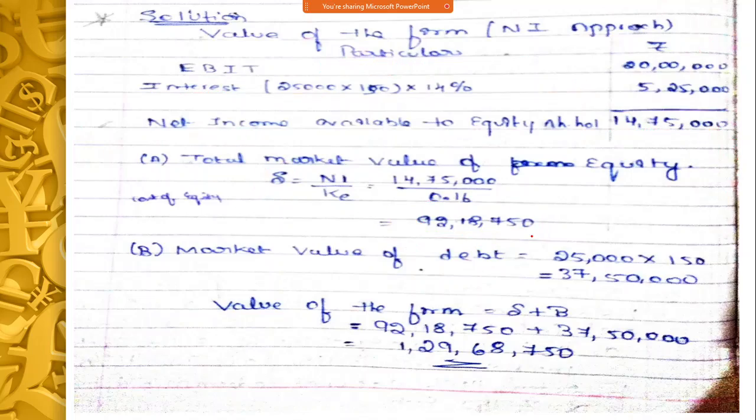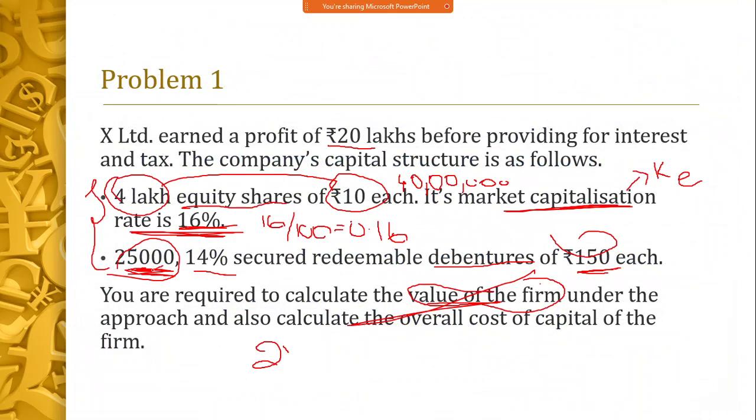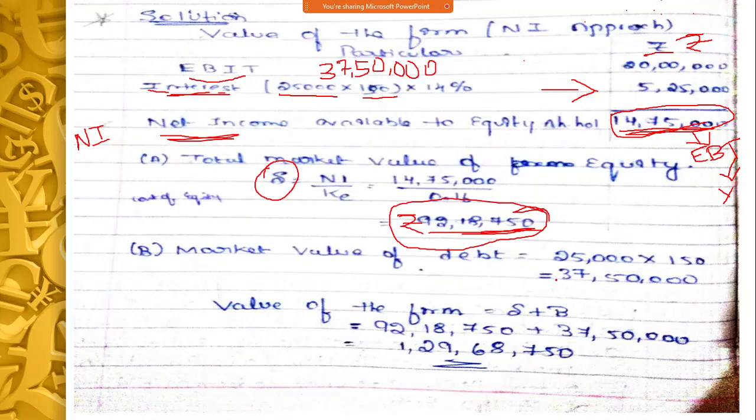So we here have 25,000 bonds which have been issued, and they have been issued at rupees 150 each, which is going to remain constant, and that's where the market value of the debt is found. 25,000 of 14% secured redeemable debentures multiplied by the face value of each bond gives us 37,50,000. Now that we know the value of the debt, and now that we know the market value of the equity share, we can find out the value of the firm.